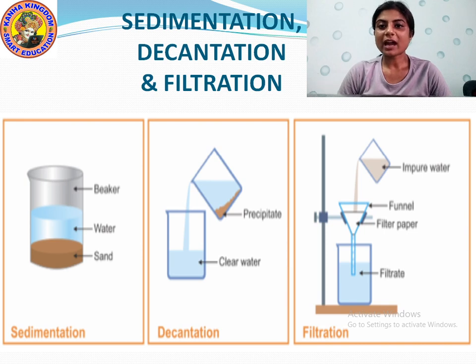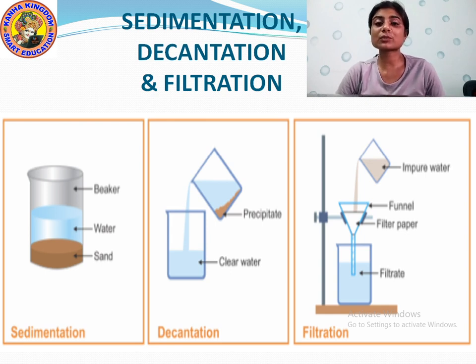See students, these are the different ways by which we can separate substances from a solution. The first one is sedimentation, where you can see there is a beaker, that means a container, with water and sand. It is an insoluble substance, where the water is mixed with sand and the sand is not completely dissolved. Then how can you separate it?